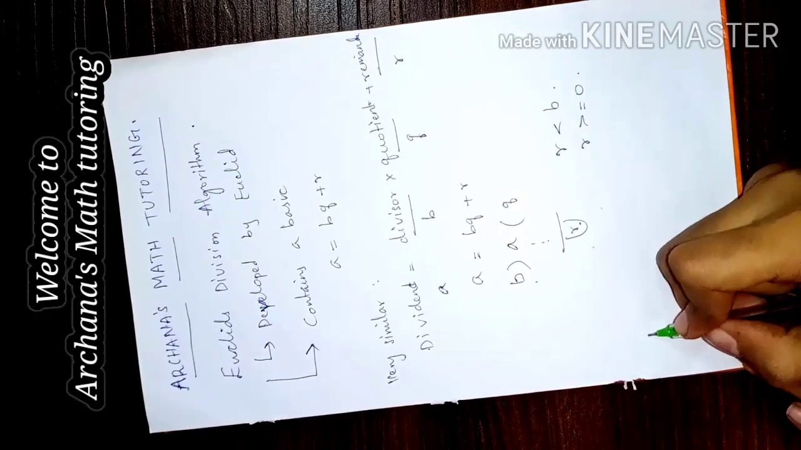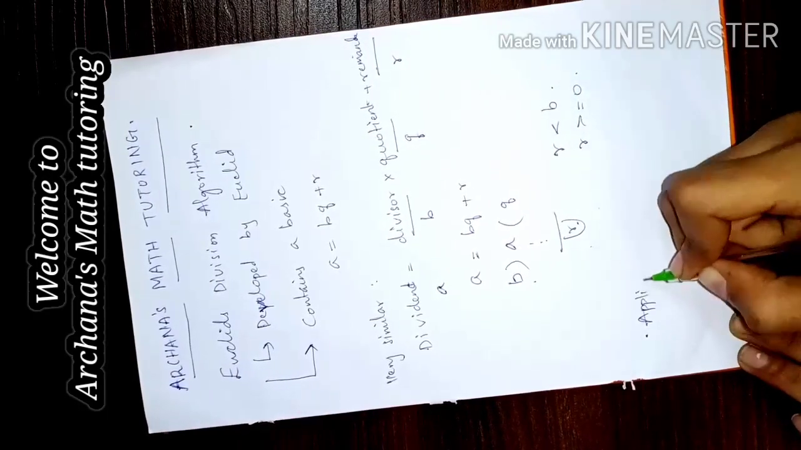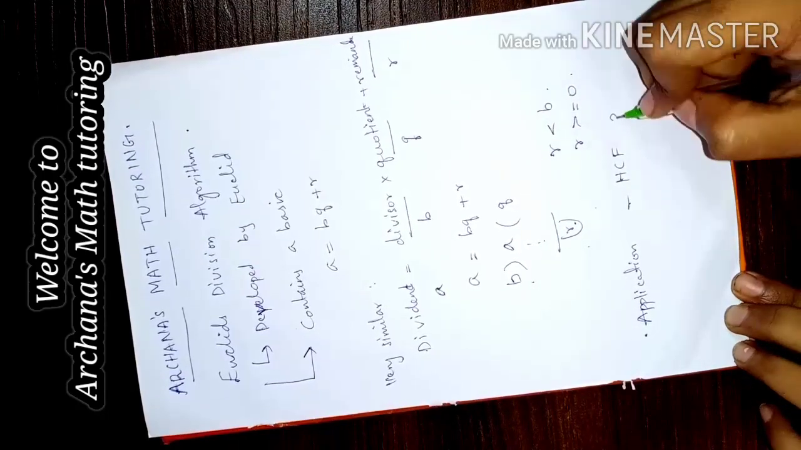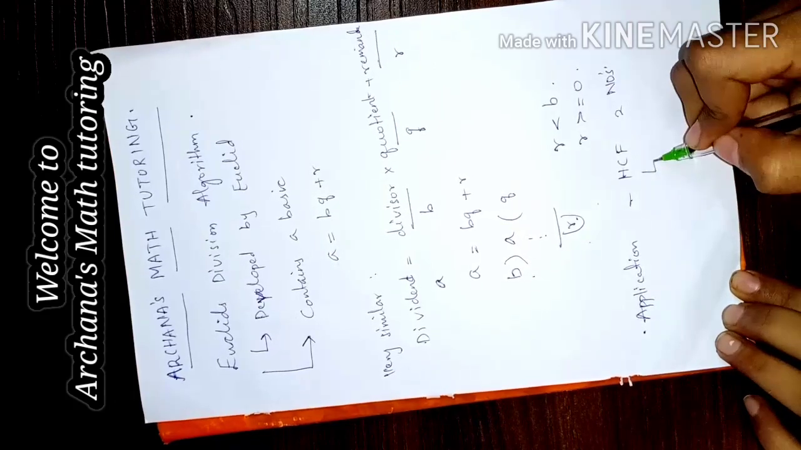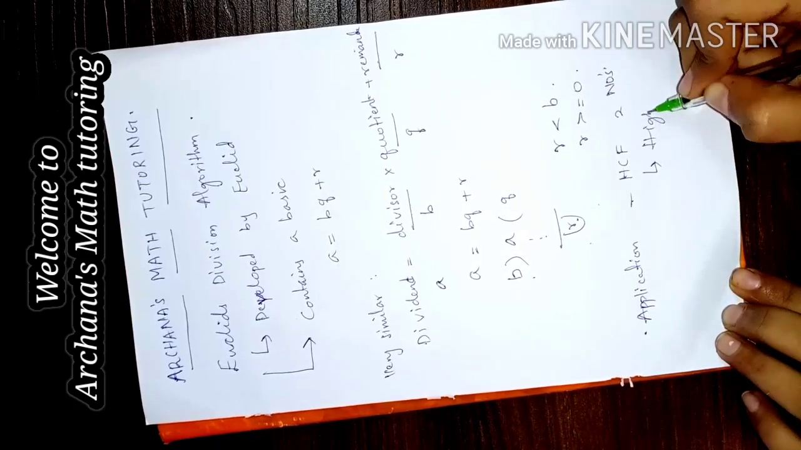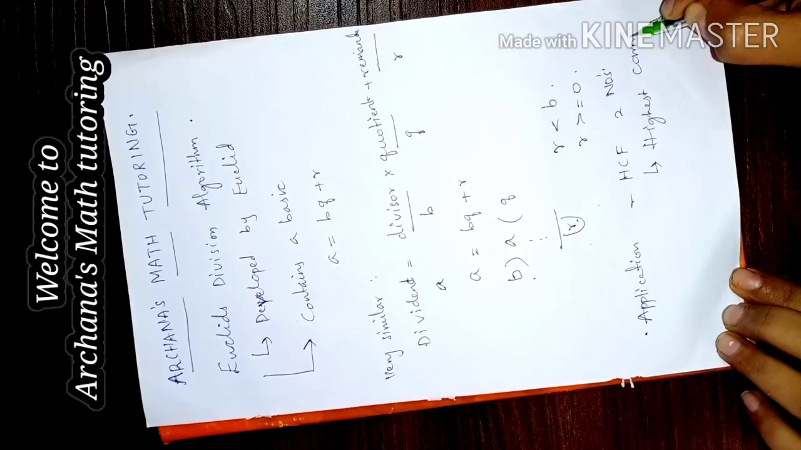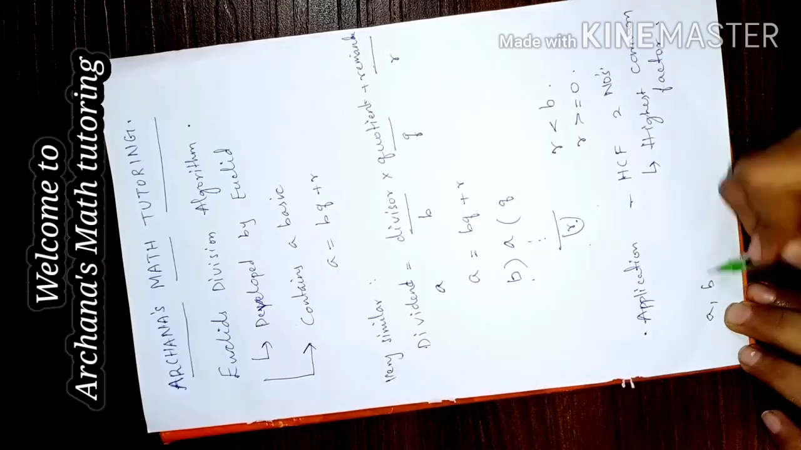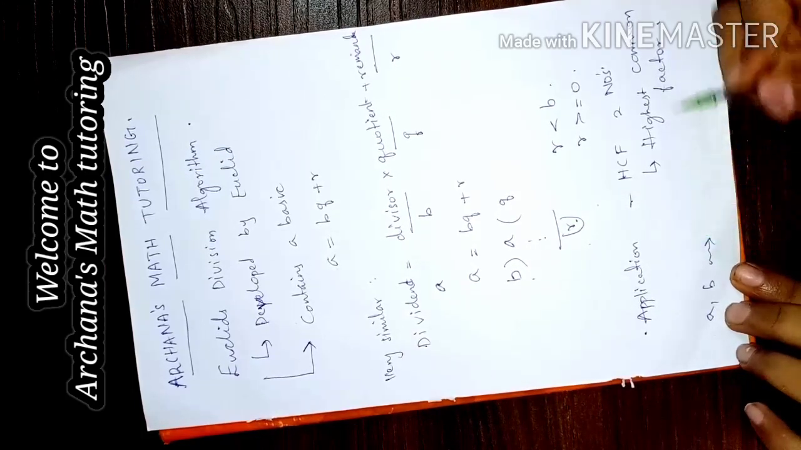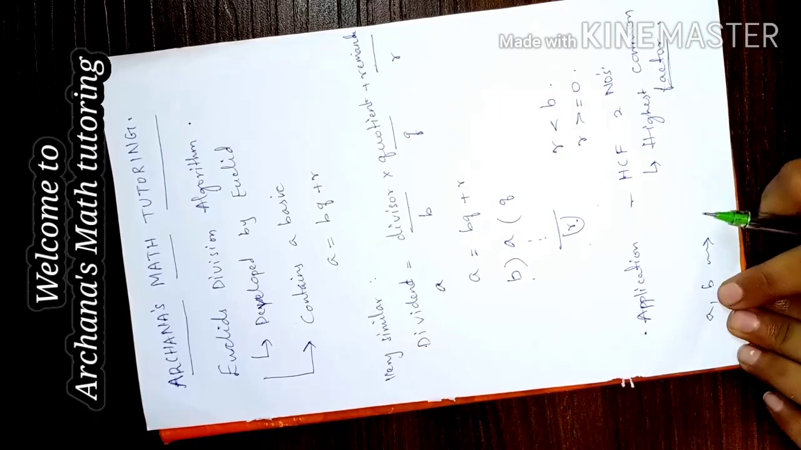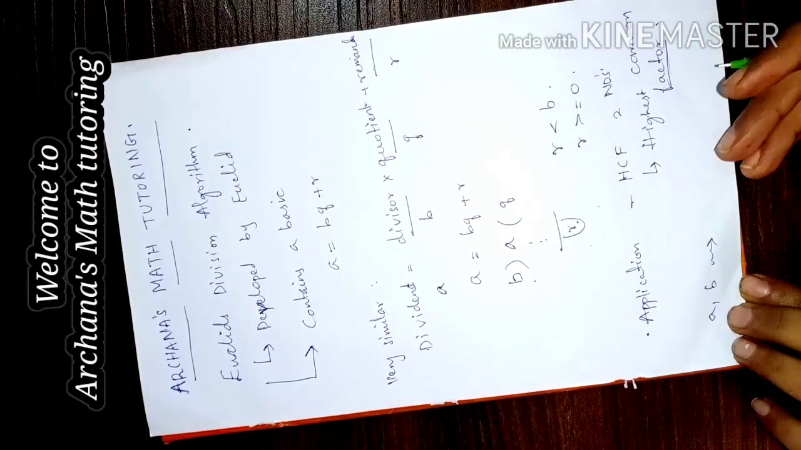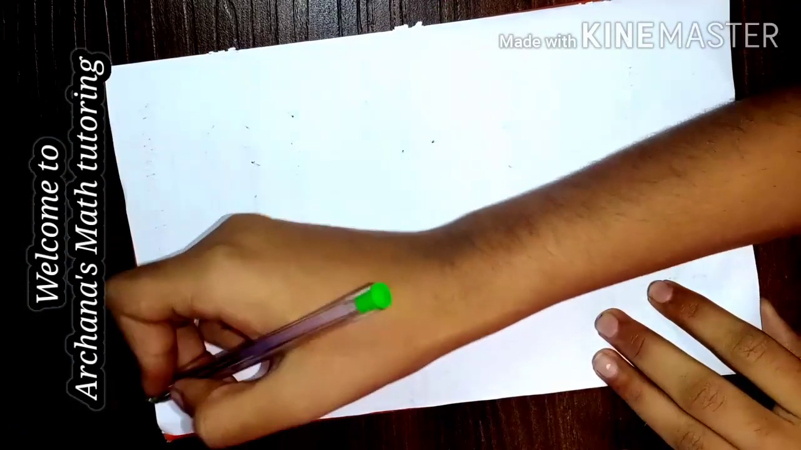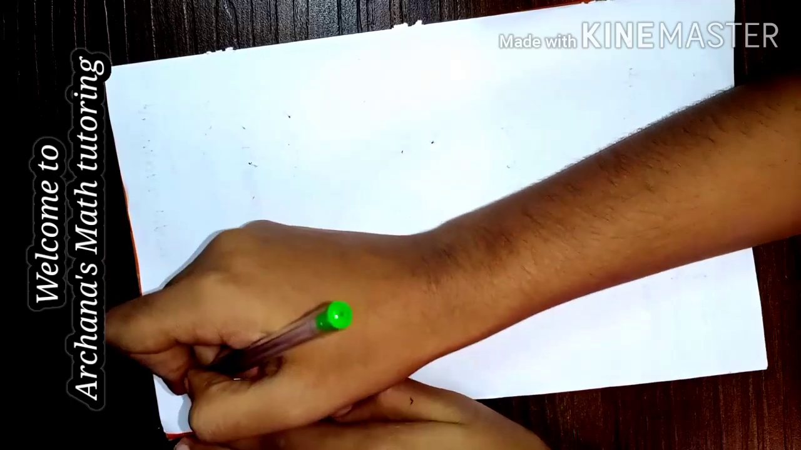The main application of this is that it can be used for finding the HCF of two numbers. HCF stands for highest common factor. In the sense, whenever given any two numbers A and B, it gives the highest common factor of these two numbers. Suppose for 25 and 5, 5 is the highest common factor. Now we will see few examples based on this formula.